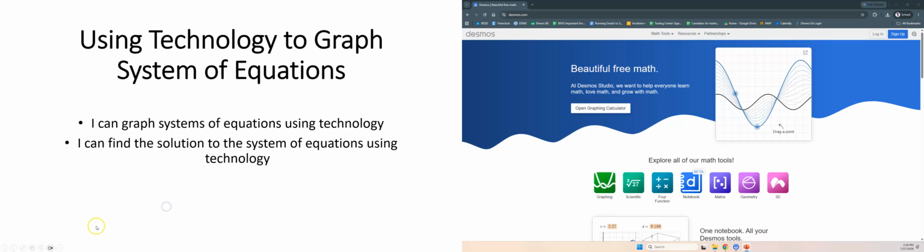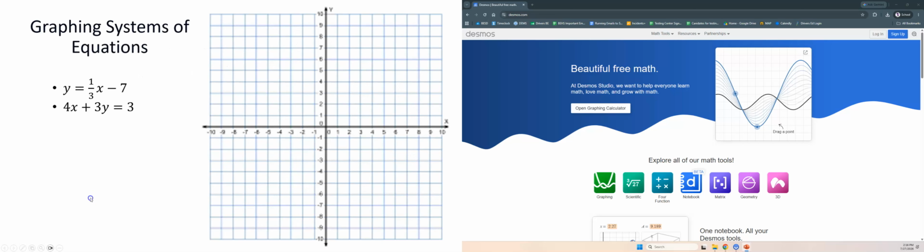Okay, so let's go ahead and look at our goals. I can graph systems of equations using technology, and I can find the solution to the system of equations using technology. Okay, so let's take a look at our first problem. They gave us a problem in slope-intercept form and a problem in standard form.